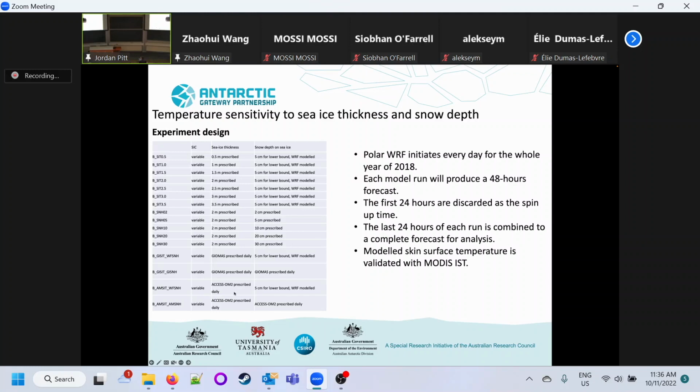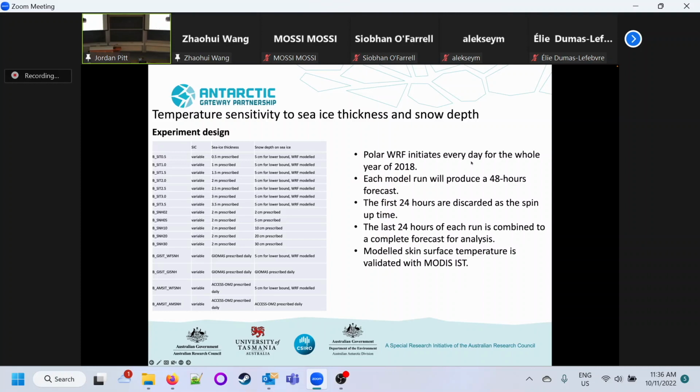We are also interested in the influence of the ocean sea ice model simulated ice thickness on the ice surface temperature prediction. So here we include the ACCESS-OM2 simulated ice thickness into the model, as well as their simulated snow depth, and see their influence.